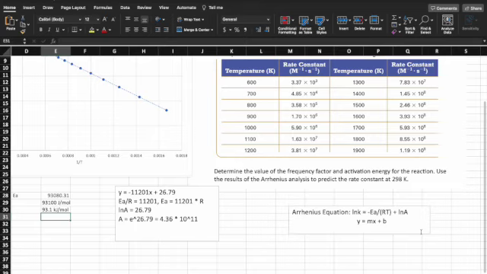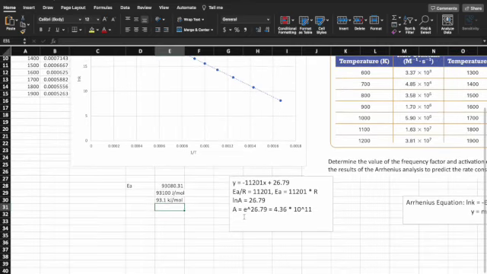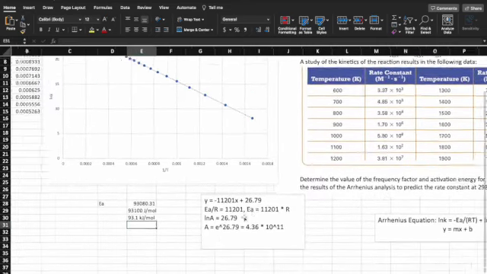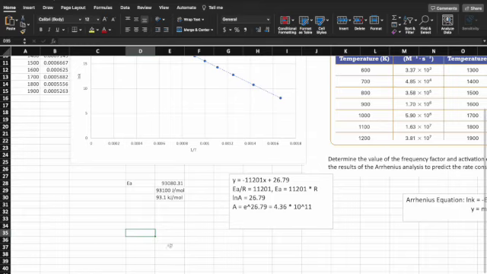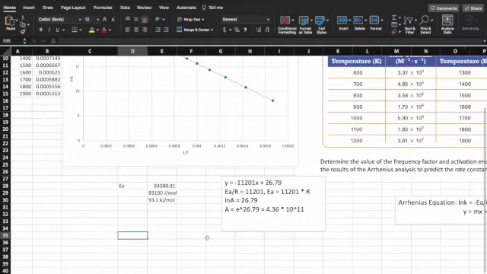Then the next question is, use the results of the Arrhenius analysis to predict the rate constant at 298 Kelvin. All right, so for that we have to use the equation of the straight line given to us. So all we have to do is write out the equation first. So the equation is ln of k. So ln of k, we're going to solve for that, right?